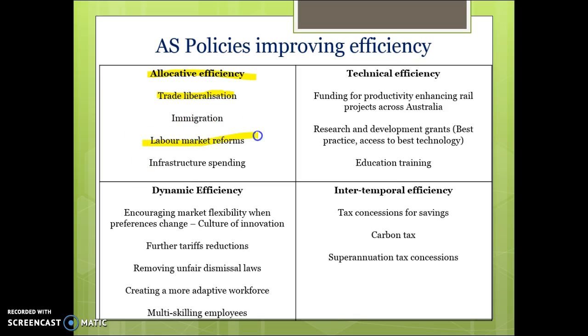Labour market reforms would be another one. That encourages people to work more productively, which then helps to lower prices and gives people access to more goods and services as well. So that would be another good policy for allocative efficiency.